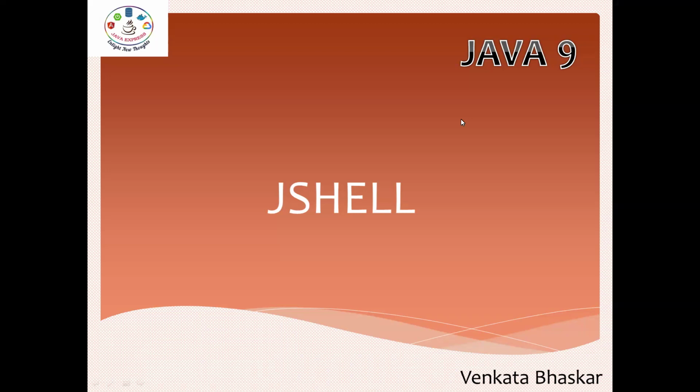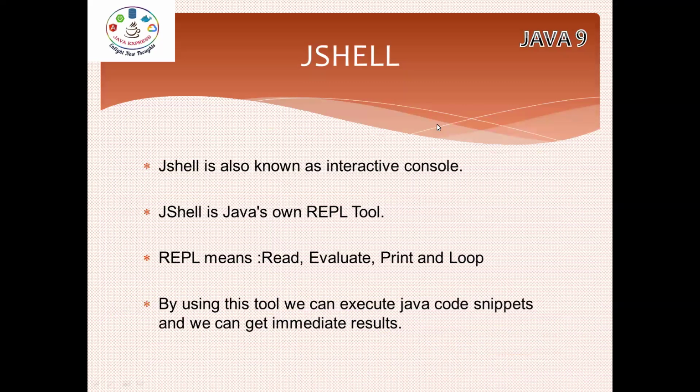Today I'm going to explain a major change in Java 9, completely new, that is about Jshell. See here, what is Jshell? Jshell is an interactive console. It is not for the main coding purpose, it is just an interactive console. Jshell is nothing but a REPL tool. What does it mean? Read, evaluate, print, and loop. That is the meaning of REPL.